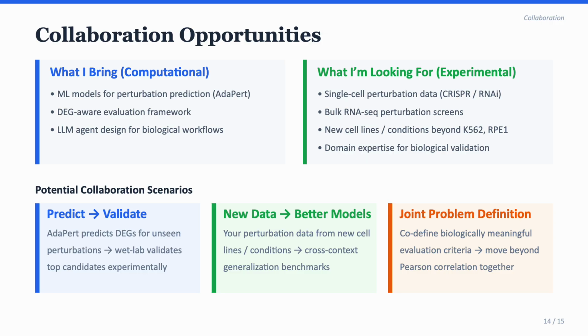And next, I'd like to introduce the collaboration opportunities I am seeking. On the AI side, I can provide our perturbation models, DEG-aware evaluation tools, and an LLM agent for biological workflows. And on the experimental side, I am looking for partners with single-cell or bulk cell perturbation data, especially from diverse cell lines or conditions. There are three potential directions. First, we can use our model to make predictions, and you can test them in the lab. Second, we can use your new data to help AI work better in different environments. And third, we can work together to define what a good prediction actually looks like for a biologist.